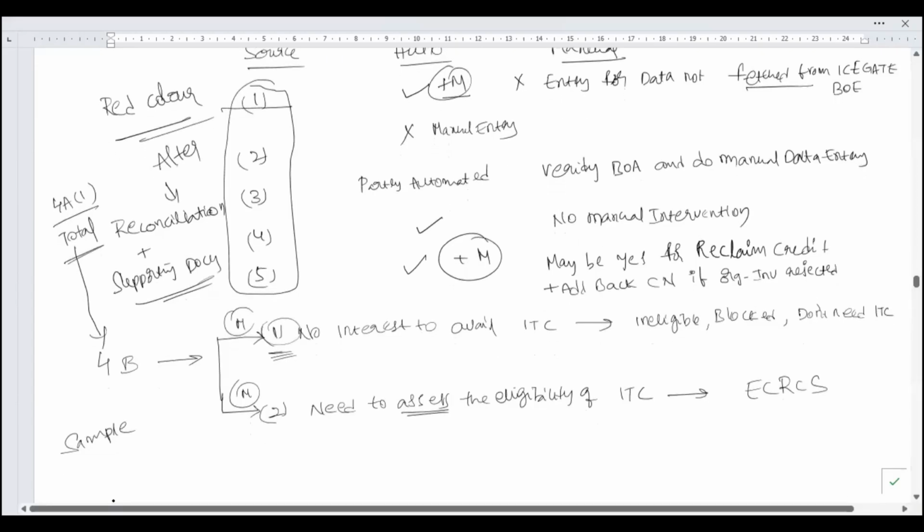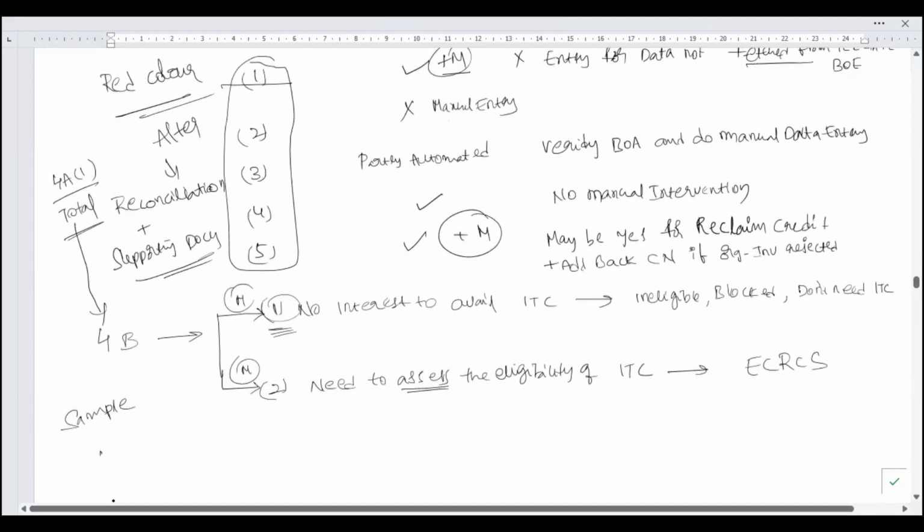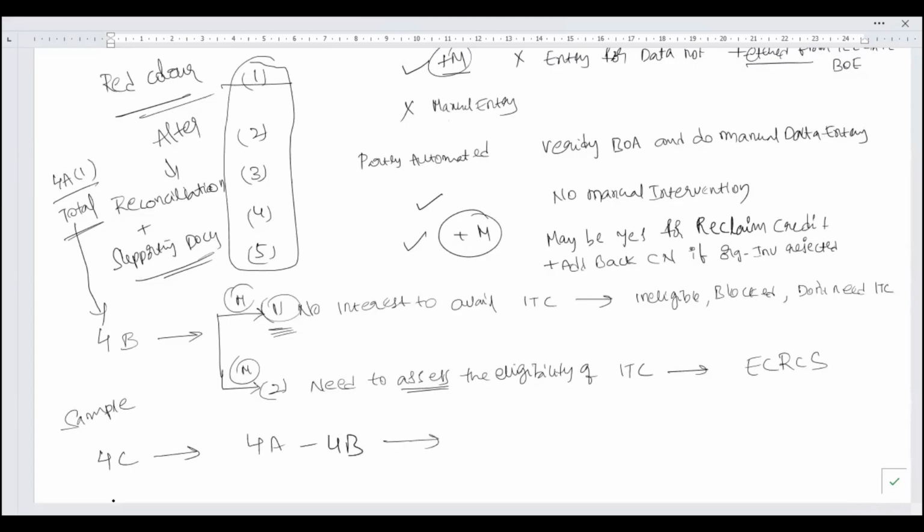So this is where your 4C, the net ITC, gets calculated. 4C is your 4A minus 4B. This is a net ITC which gets credited to electronic credit ledger. This ITC gets credited to my electronic credit ledger. 4C is your 4A minus 4B.